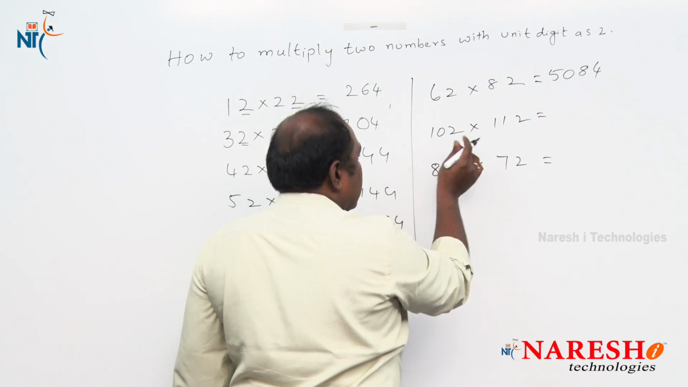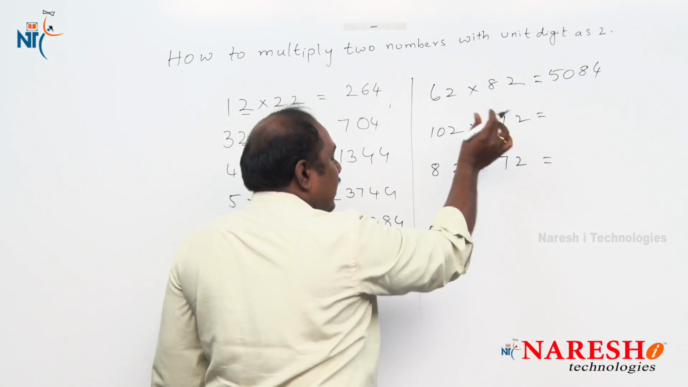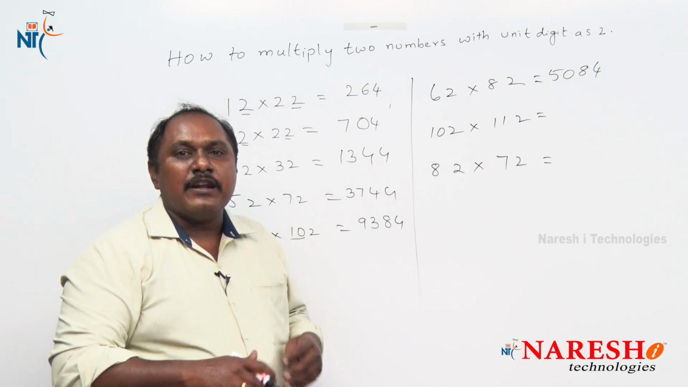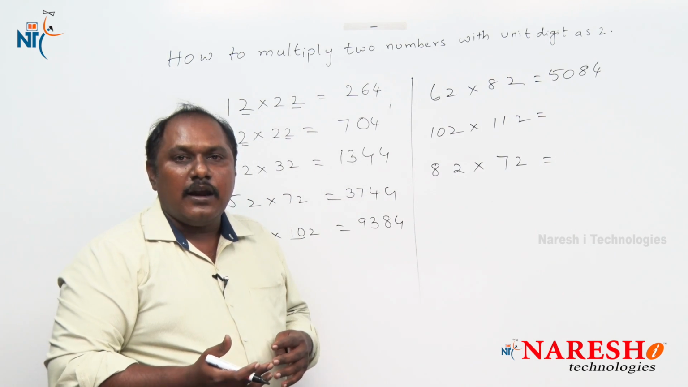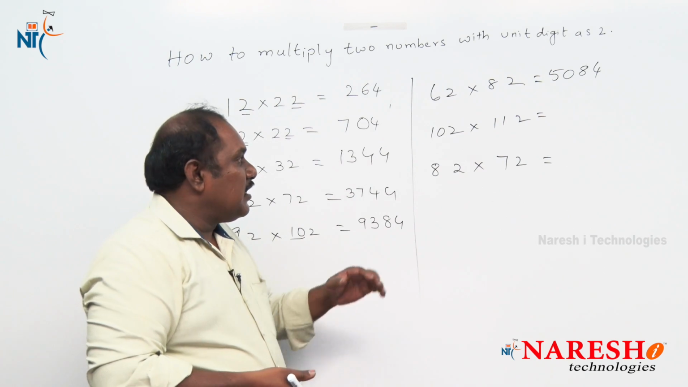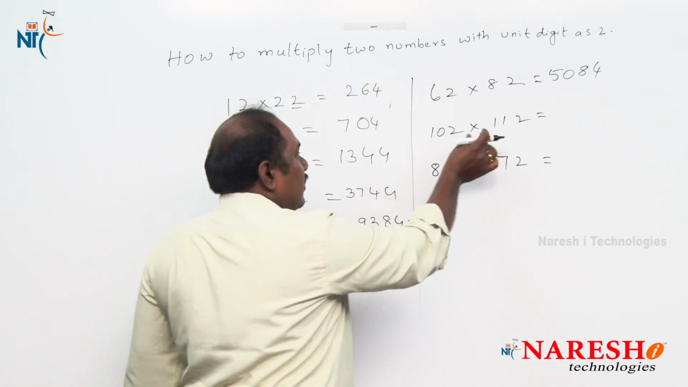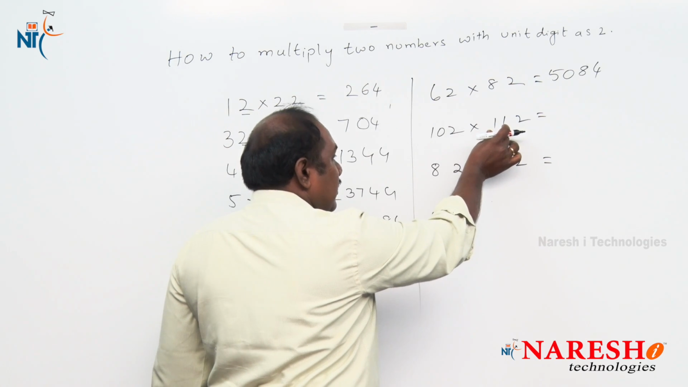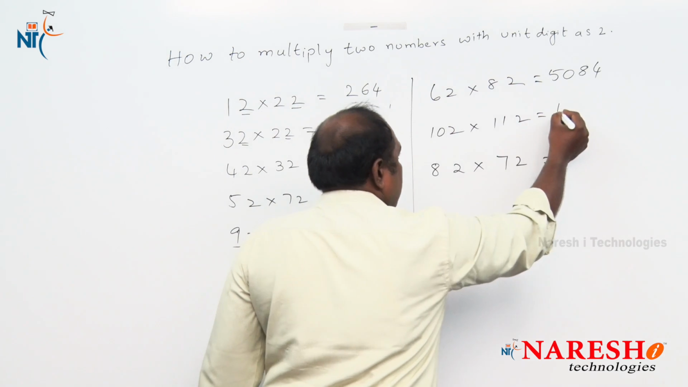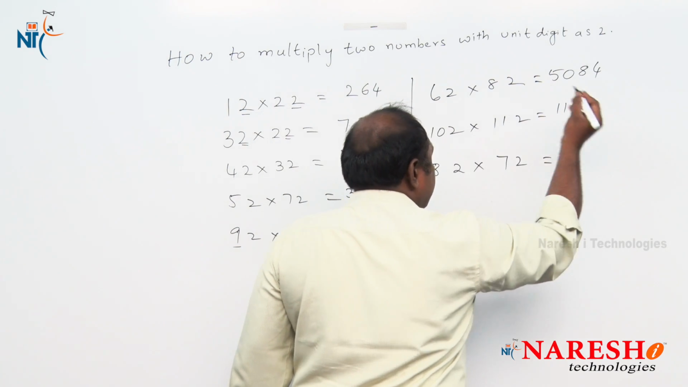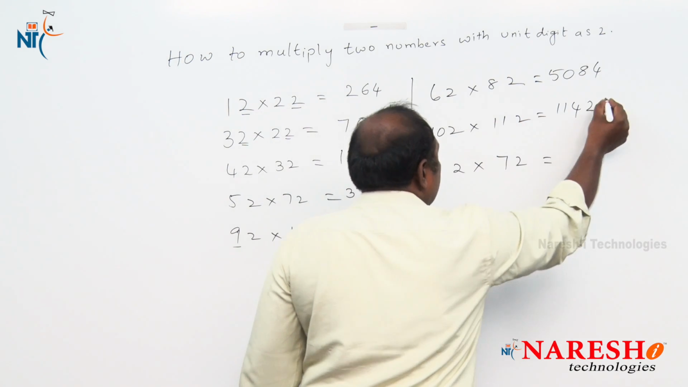Now coming back here, 10 and 11. 10 plus 11 is 21 and when I double it, it is 42. That is, I get a carry of 4. Now 10 into 11, 110, 110 plus 4, 114 and definitely there should be a unit digit of 2 here and 2 into 2, 4.